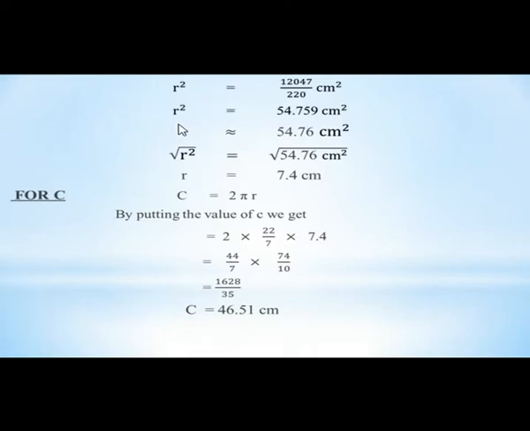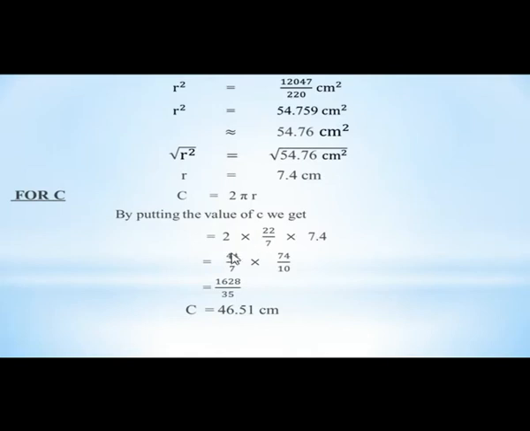But I need the value of r. So by taking square root on both sides, I get r is equal to 7.4 centimeter. You can find out the square root of this. So now for C, circumference. The formula of circumference is 2 pi r. So I am putting the value of 2 here, pi 22 by 7, r 7.4 from here, which we have found out for this question.